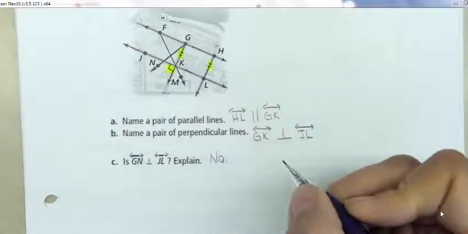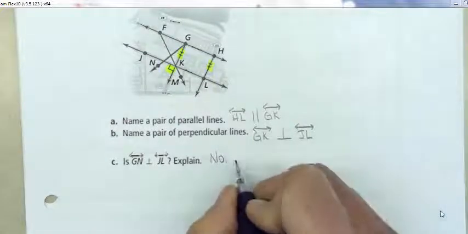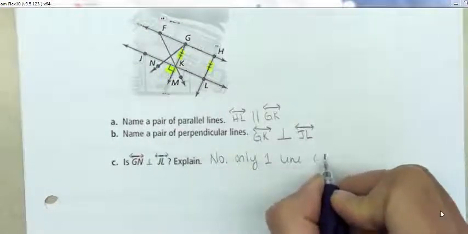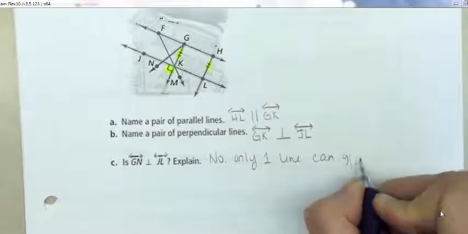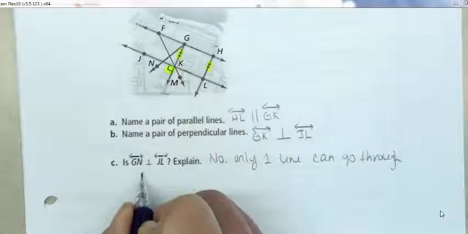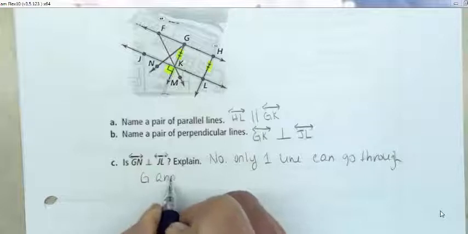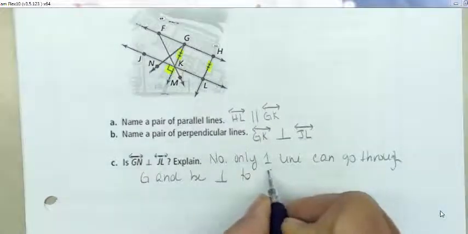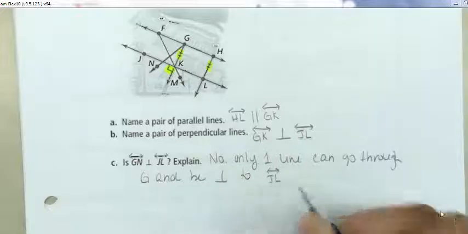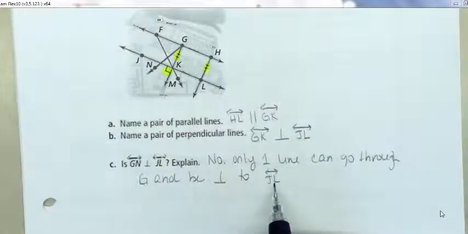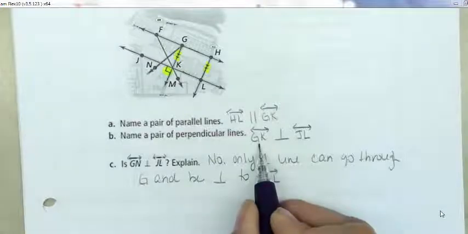Only one line can go through G and be perpendicular to line JL. And that line that is going through G and is perpendicular to line JL was line GK.